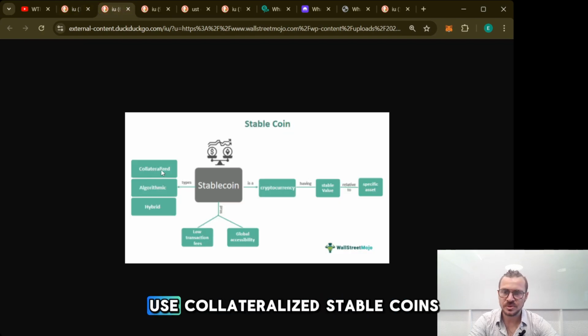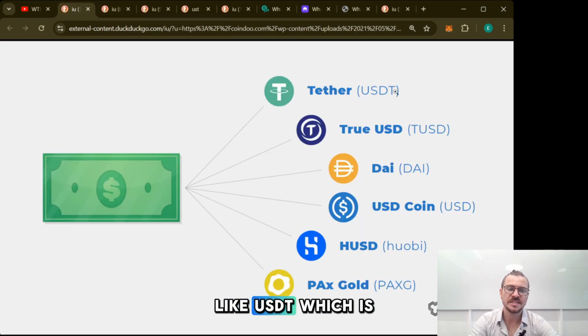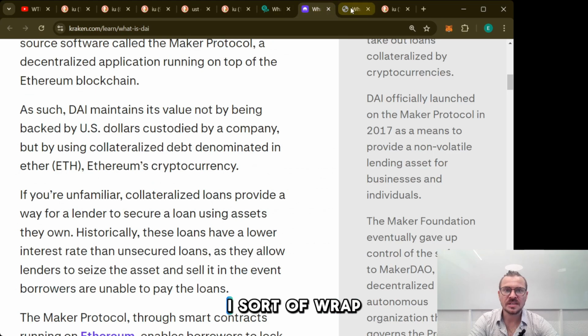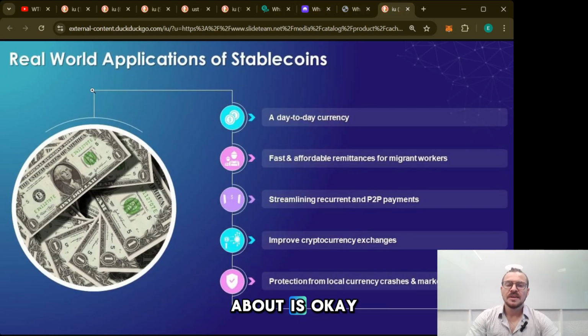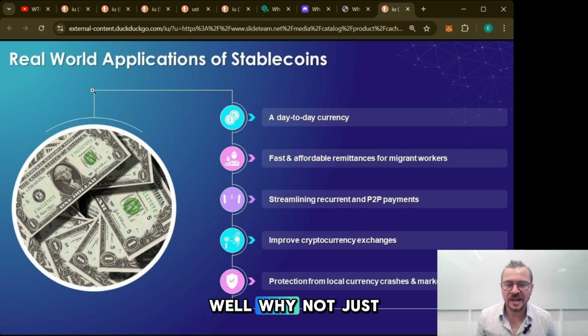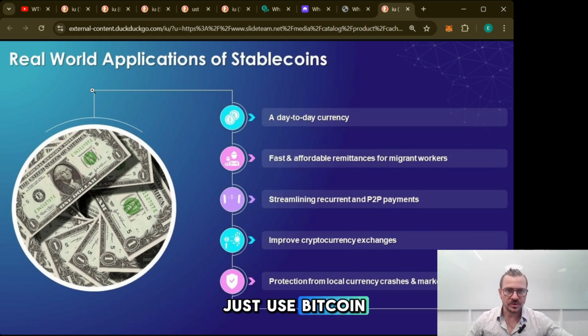It's usually best to use collateralized stablecoins like USDT, which is Tether, DAI, USDC, right? That's the one from Circle. So yeah, what else do I have here? I just want to wrap this up a little bit. The final thing I want to talk about is, well, why not just use Ethereum? Why not just use Bitcoin?